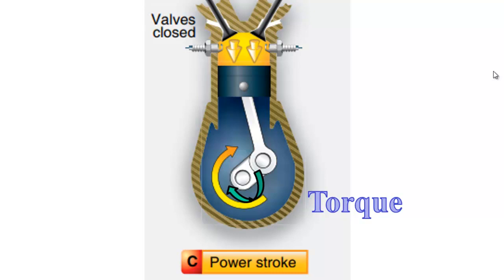So the trade-off there is that if you get a really long stroke, then it makes it hard to get the engine up to a higher RPM. But those things are designed into the engine.